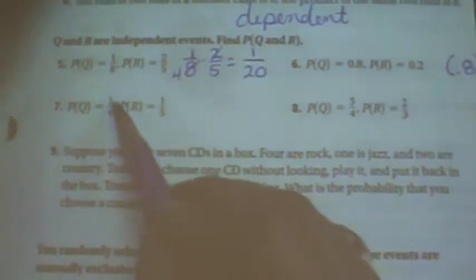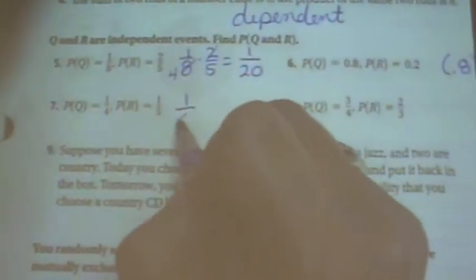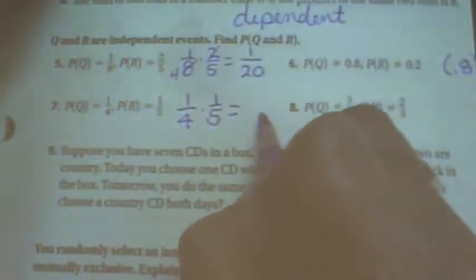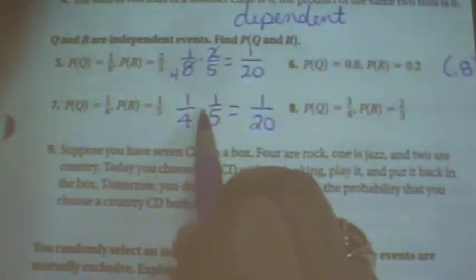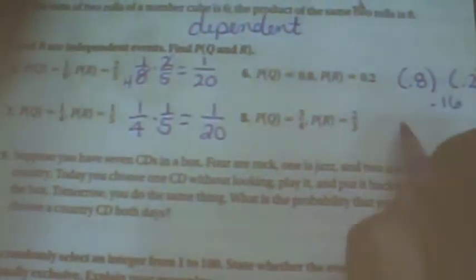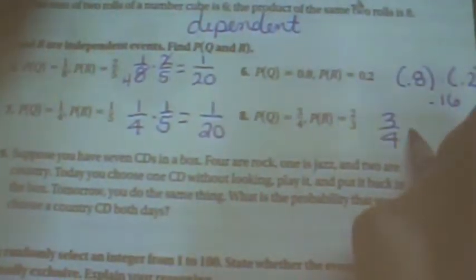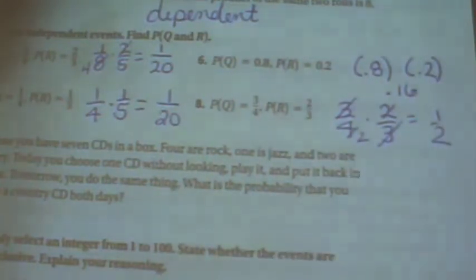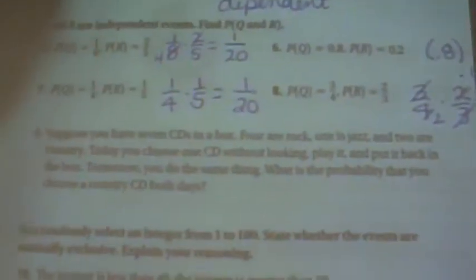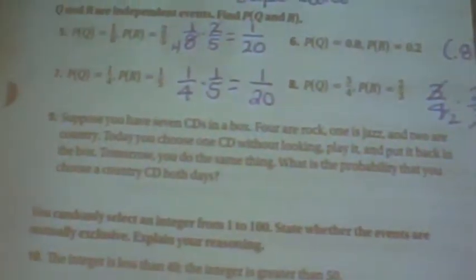Number 7. We have 1/4 times 1/5. Quickly. 1/20. Not 2/20. You're multiplying. And the last one, what's 3/4 times 2/3? 1/2. Questions? Independent, of two events, you multiply the two.